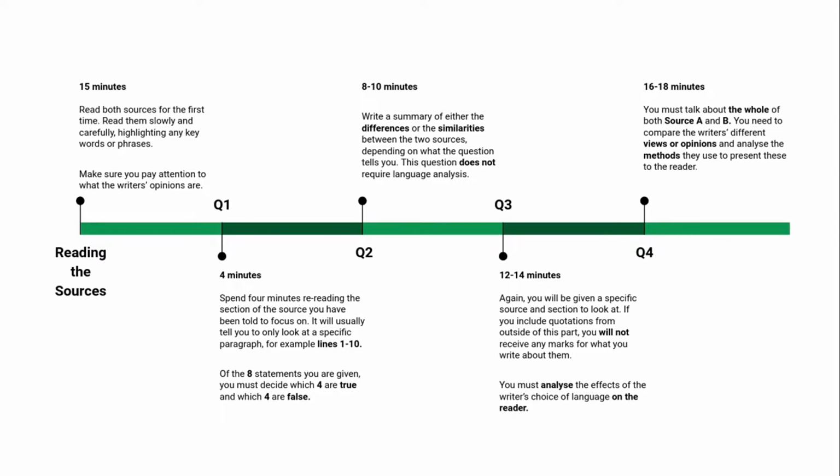You cannot get full marks if you don't refer to both sources in their entirety. You need to compare the writers' different views or opinions and analyze how they differently present these opinions. So this means, again, looking at methods. This is, again, PETAL or analytical writing, and that is how you answer the fourth one. So I'm going to go through each one in a bit more detail now, and I'm going to give you some writing frames for looking at them.